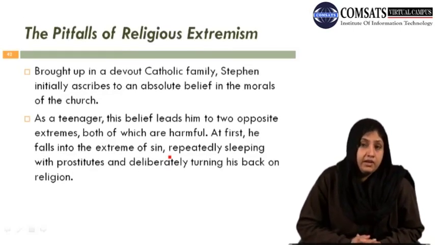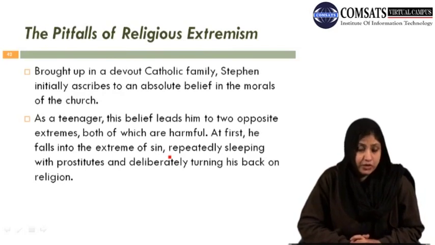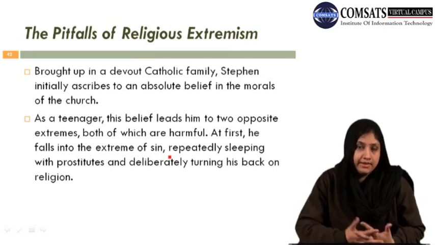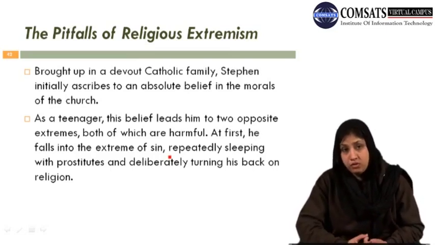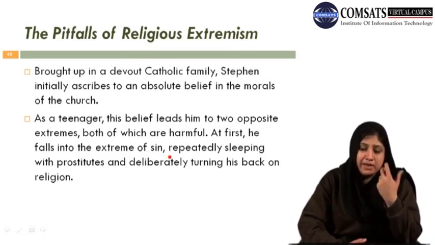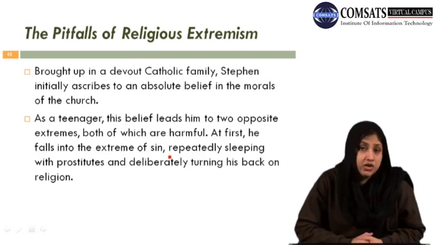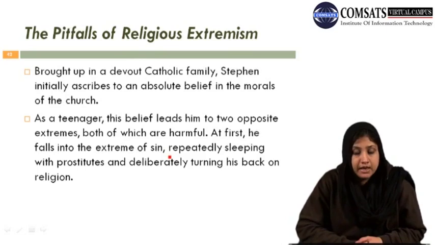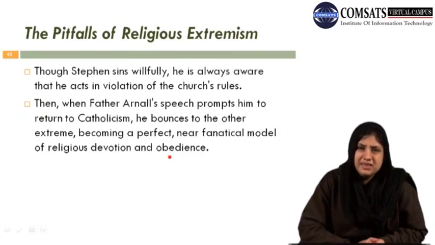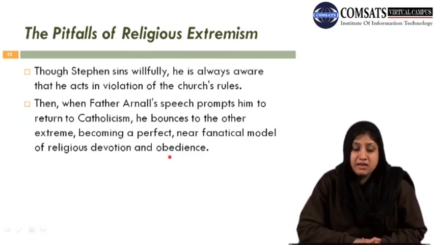Brought up in a devout Catholic family, Stephen initially ascribes to an absolute belief in the morals of the church. And this lets us understand the second important theme of the novel, that is the pitfall of religious extremism. As a teenager, this belief leads him to two opposite extremes, both of which are harmful. At first, he falls into the extreme of sin, repeatedly sleeping with prostitutes and deliberately turning his back on religion. Though Stephen sins willfully, he is always aware that he acts in violation of the church's rule.